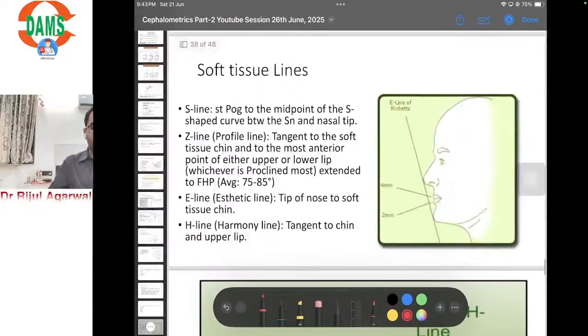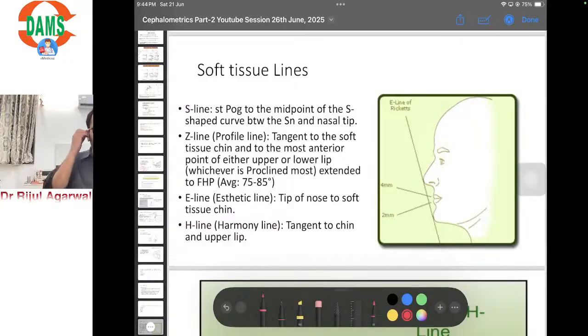Now, last time someone asked me about the E line or the aesthetic line. So I've summarized all of these lines, that is the S, Z, E and H line. A very important thing for your exam, because hardly an exam or alternate time they ask you about these soft tissue lines every time. So what is S line or Steiner's line? It is drawn from soft tissue pogonion to the midpoint of the S-shaped curve between the subnasal and the nasal tip.